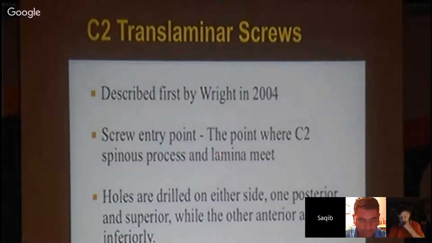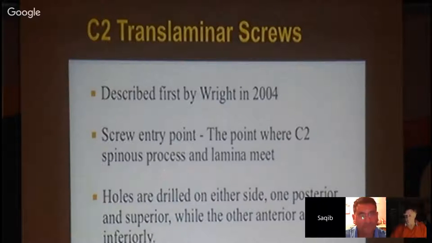The screw entry point for translaminar screws, I use them quite frequently in C7. I use them in C2. Some people use them in C1 as well. I don't know how they manage to do that, but I suppose if you've got a big, thick lamina, that big, thick posterior arch, then you can think about doing that. I have never tried. But in C2, I do that quite often, because many a time the pedicle is not as big as we want, and our screws are much bigger than the pedicle size.